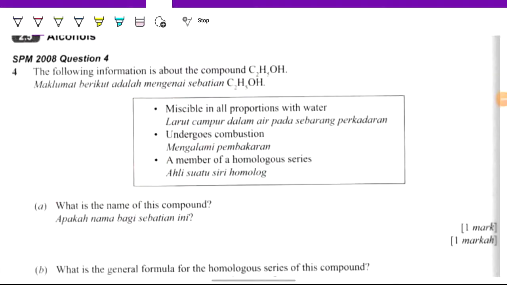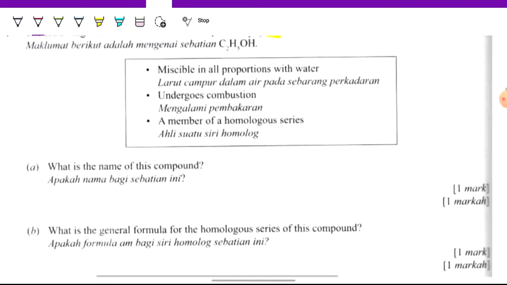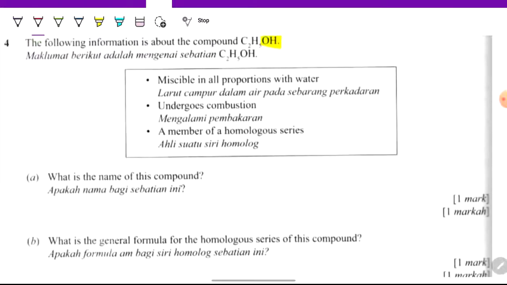Next question. The following information is about the compound C2H5OH. If we look into the functional group, we know this is an alcohol. The information: miscible in all proportions with water, undergoes combustion, and they are all members of a homologous series. This homologous series, we know it is the alcohol. What is the name for this compound? It has 2 carbons, so this is ethanol.